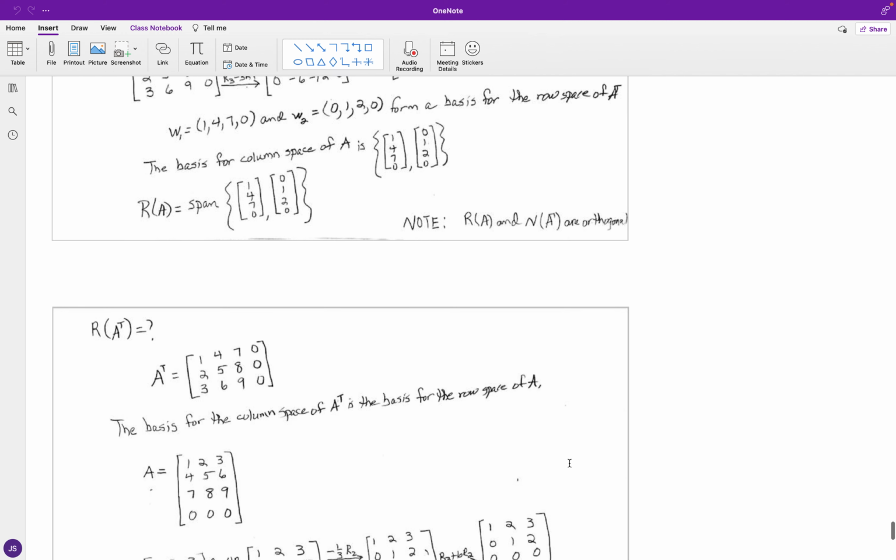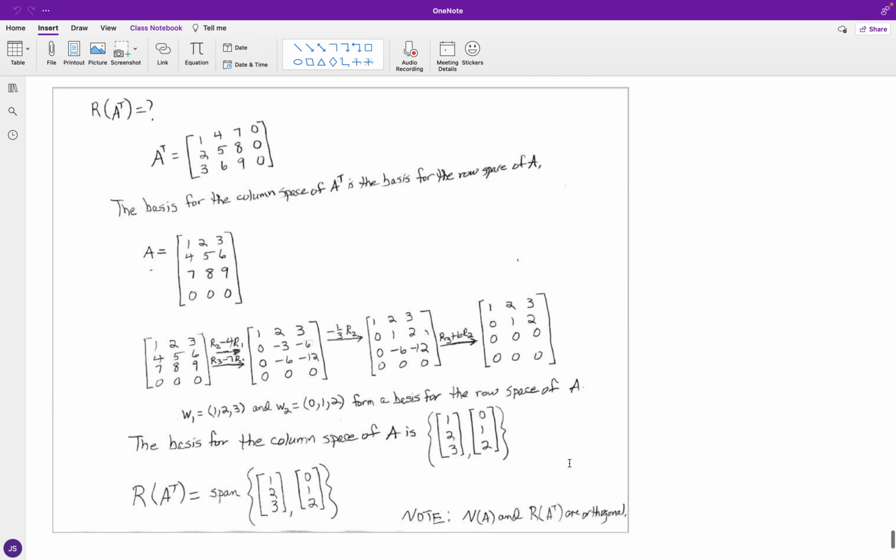Finally, now looking for the column space of the transpose of A, and just inverting the language from the immediately prior example, the basis for the column space of the transpose of A is going to be the basis for the row space of A itself. So putting things back in terms of A with 1, 2, 3, 4, 5, 6, 7, 8, 9, and 0, 0, 0, if we arrange this and get to the row echelon form, converting the 4 and the 7 to zeros, from the second row I'm going to take away 4 times the first row elements, and from the third row, 7 times the first row elements.